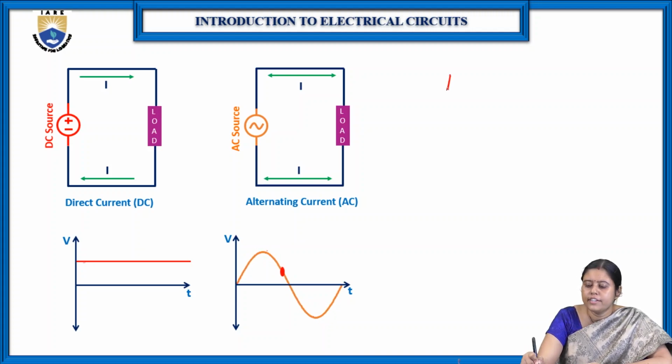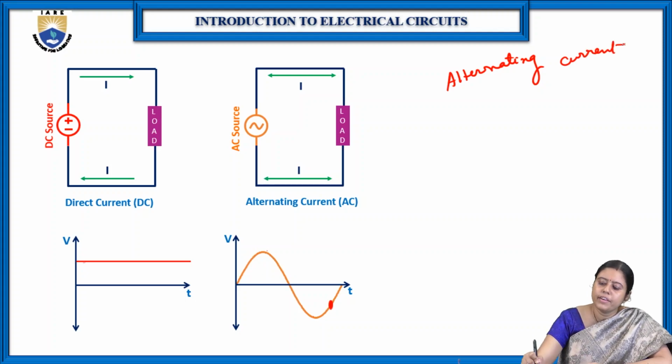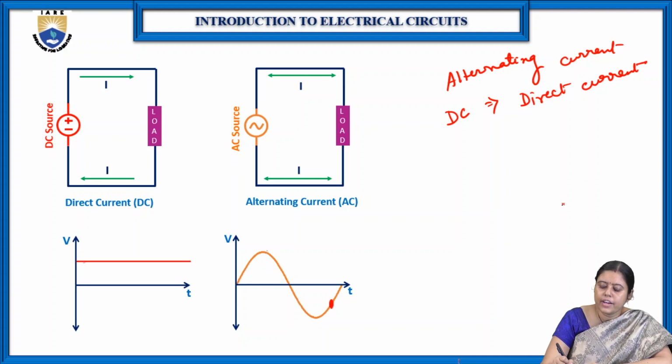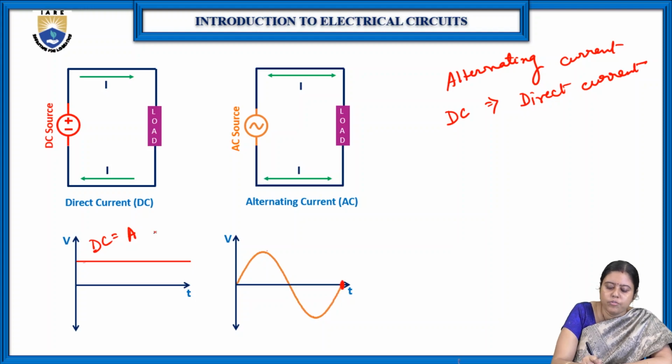AC means alternating current. What is the meaning of DC? DC means direct current. So you can see the AC is changing continuously. If we want to write the equation of this, DC is always constant. DC means direct current, it is a constant, this value is A.